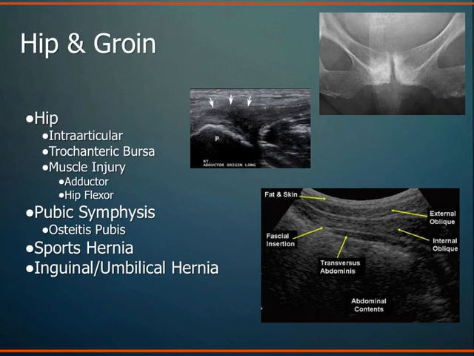The hip and groin is another area where ultrasound is being used more and more, especially in the sports arena, for intra-articular injections, again avoiding fluoroscopy and radiation exposure. Then the more superficial diagnoses, like trochanteric bursitis, which is one of the most common hip complaints that I see in the clinic.